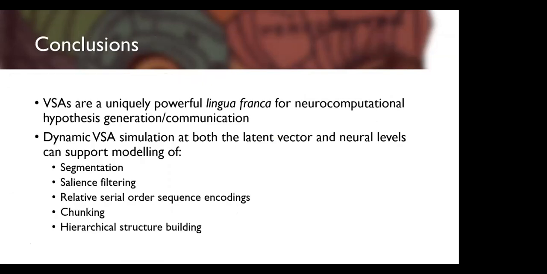So anyway, in conclusion, there's more that could be said about everything I've discussed here today, especially on the subjects of learning mechanisms and the methods by which we can test these models. But hopefully I've convincingly argued for the central thesis that vector symbolic architectures are a uniquely powerful common language for neurocomputational hypothesis generation and communication. And more specifically, that dynamic VSA simulation at both the latent vector and explicitly neural levels can assist in the triangulation of neuropsychological evidence and support the modeling of things like segmentation, salience filtering, relative serial ordering, encodings of sequences, and chunking, and hierarchical structure building.